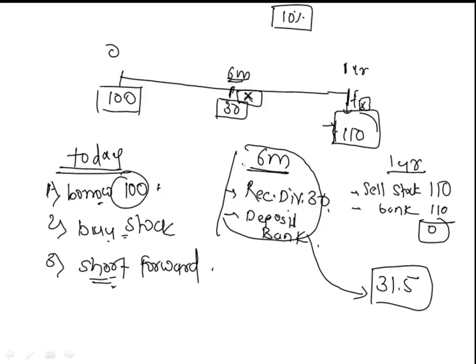Now, since I own the stock, I will receive the dividend of 30. I immediately deposit that dividend 30 into a bank. So at the end of the year, that would become 31.5. At the end of year 1, I will sell my stock. So a 100 rupee stock which I purchased, I get to sell at 110. I take the same 110 and pay off my bank loan. So this 31.5 is left for myself, which is my arbitrage profit. That means in case of a dividend paying stock, I am earning an arbitrage of 31.5 if the forward price is 110. That means forward price should be 110 minus 31.5.